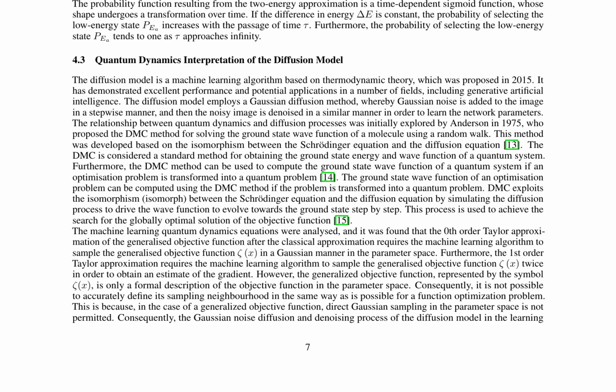The machine learning quantum dynamics equations are analyzed, revealing that the zeroth-order Taylor approximation of the generalized objective function requires the algorithm to sample the function in a Gaussian manner in the parameter space. However, the generalized objective function cannot be accurately defined in the same way as a function optimization problem, making direct Gaussian sampling in the parameter space impossible.